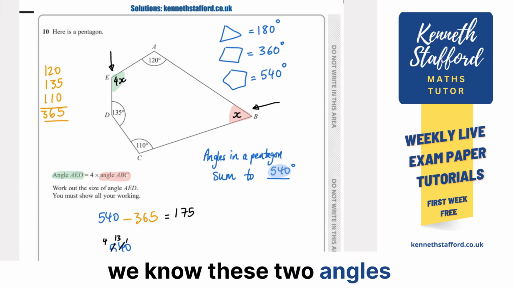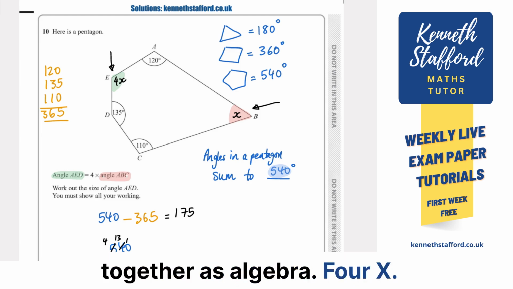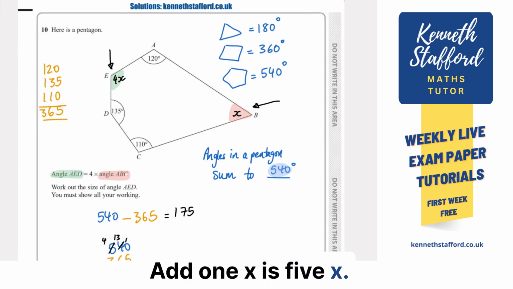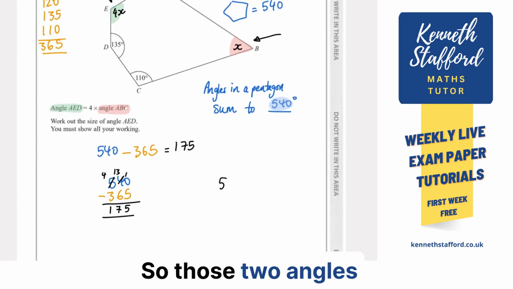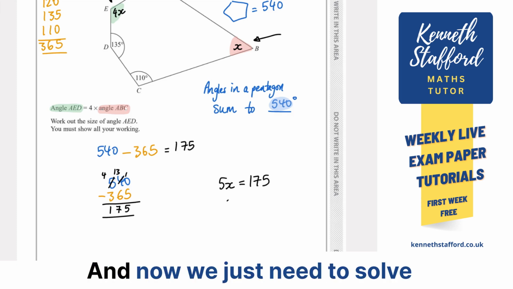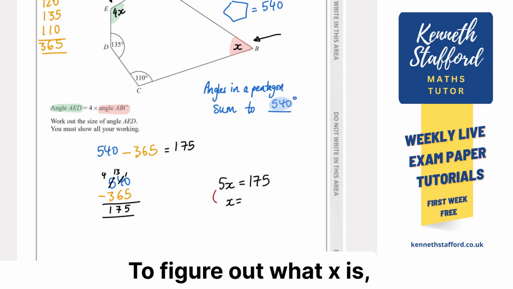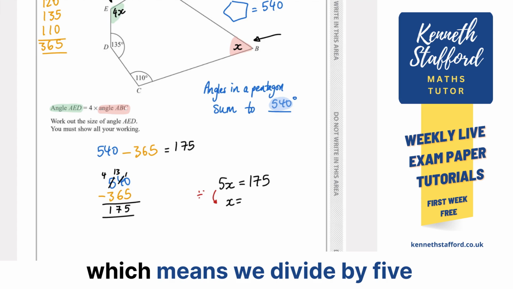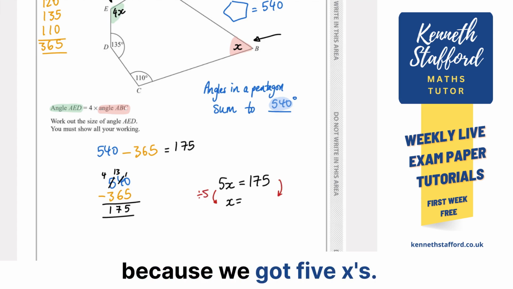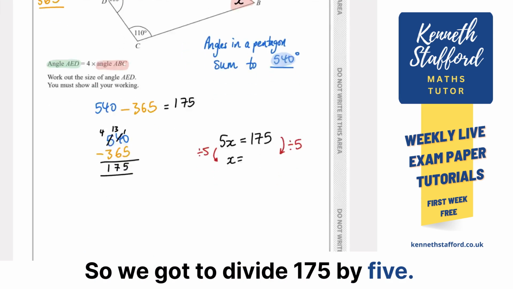Now we know these 2 angles add up to 175, and we can also add them together as algebra. 4x add 1x is 5x. So those 2 angles as an expression is 5x. As an equation, they equal 175. And now we just need to solve this little equation to figure out what x is. Use the unitary method, which means we divide by 5 because we've got 5 x's. So we've got to divide 175 by 5.